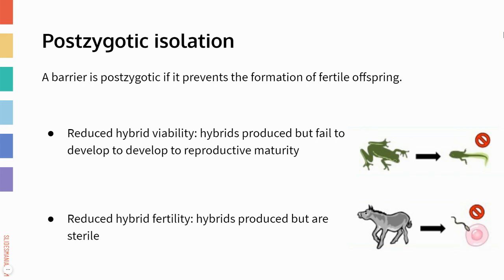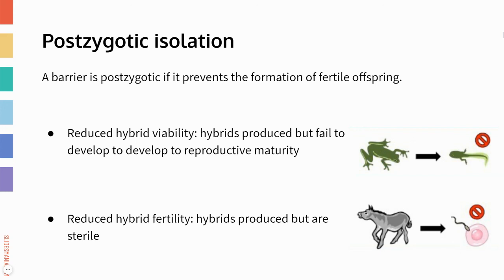The other option is that we get reduced hybrid fertility. So maybe we get a hybrid, but it's sterile. This is the case, I think, most famously with mules. You get a mule by crossing a horse with a donkey, and they're really useful animals. You can carry around heavy loads, and they're useful in that sense, but you can't mate 2 mules together. You have to just keep crossing horses and donkeys to get them because the mules are sterile.